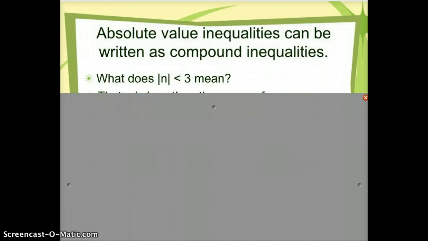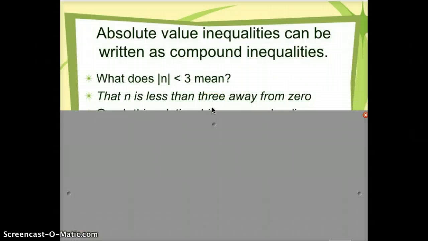I hope you think, like, what does the absolute value of n equals 3 mean? That would mean that n is exactly 3 spaces away from 0. If you were thinking and you came up with this, then I am really proud of you. Absolute value of n is less than 3 means that n is less than 3 away from 0.